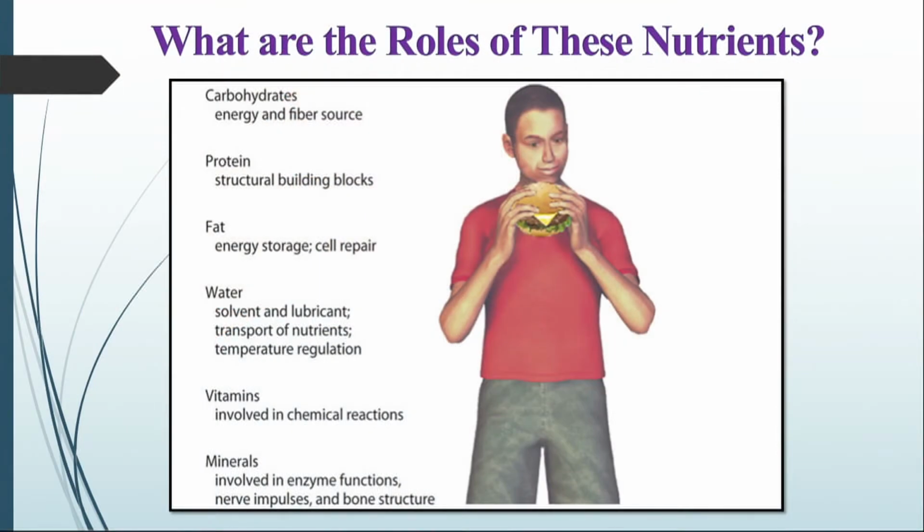But what are the roles of these nutrients? Well, carbohydrates are for energy, and they are a good source of fiber. Proteins are structural building blocks in our body. Fats store energy, as well as aid cell repair. Water is a solvent and lubricant. It's for transport of nutrients and temperature regulation. Vitamins are involved in chemical reactions, and minerals are involved in enzyme functions, nerve impulses, and bone structure. These are the roles of the different nutrients that we get in food.